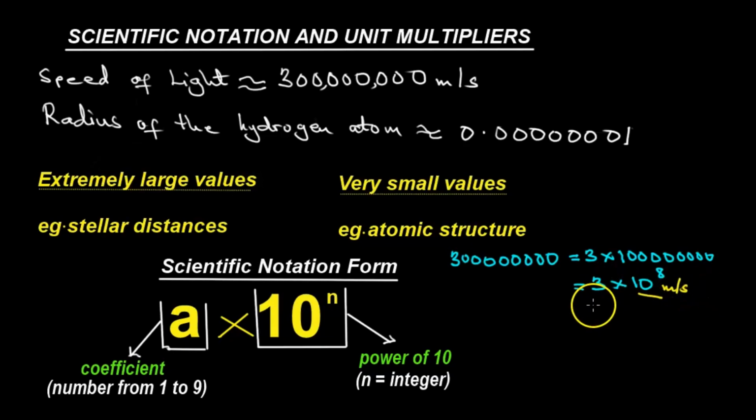If you watch closely, you notice that we have our coefficient which falls within the given range, and then we have the power of 10 which is raised to a positive power. Being raised to a positive power indicates that it was being multiplied by a multiple of 10, which is 100 million.